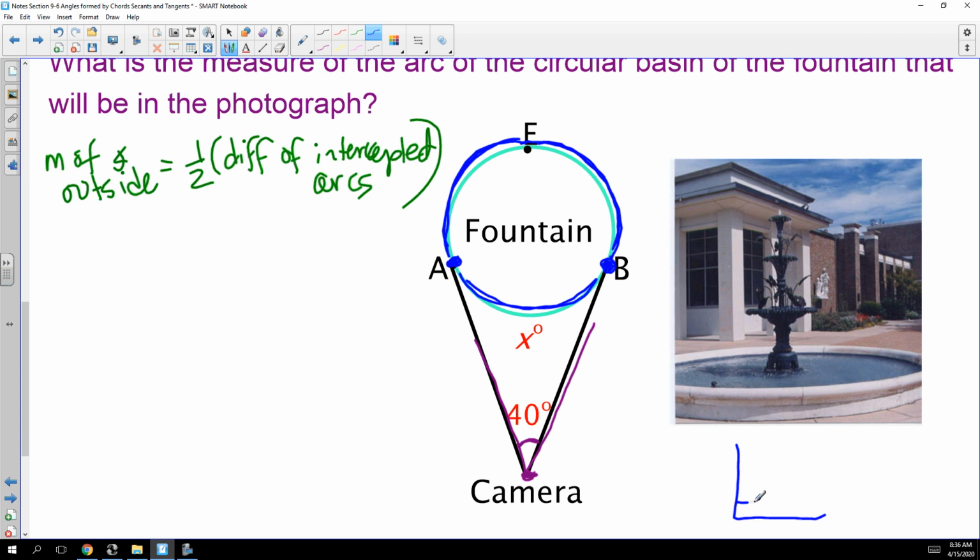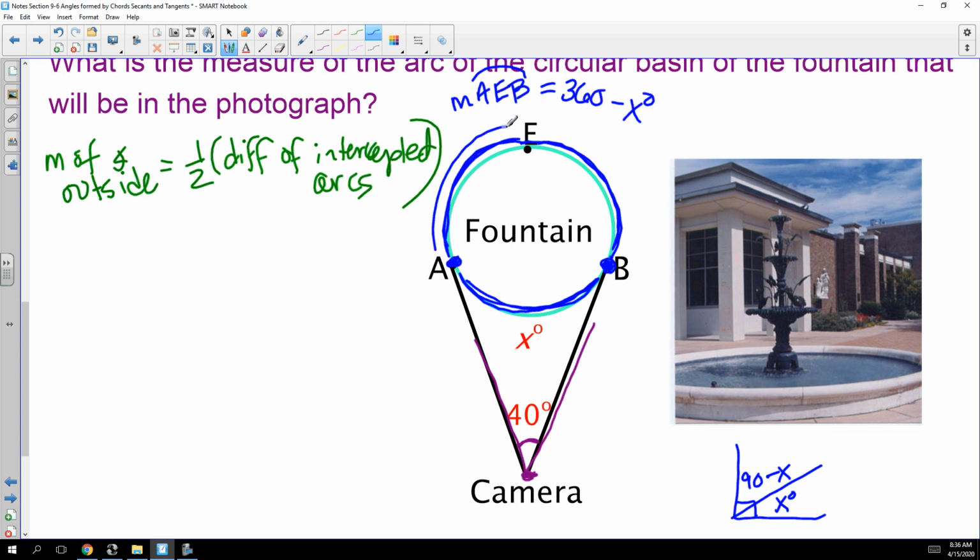Remember that if we have 90 degrees and we split it and we call this x, then we would call this 90 minus x. Well, how much is the whole entire circle? The whole circle is 360 degrees. So if the measure of arc AB is x degrees, then the measure of arc AEB would be found by 360 minus x, right?